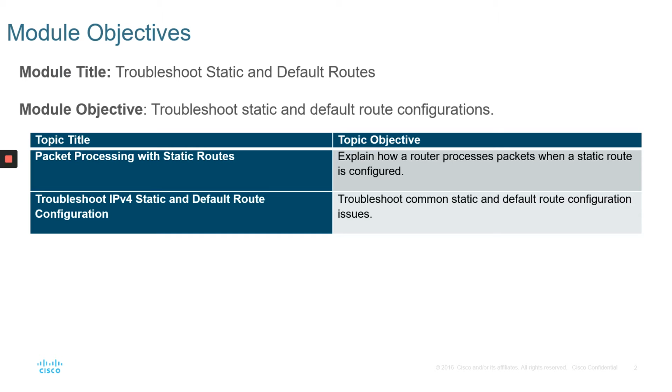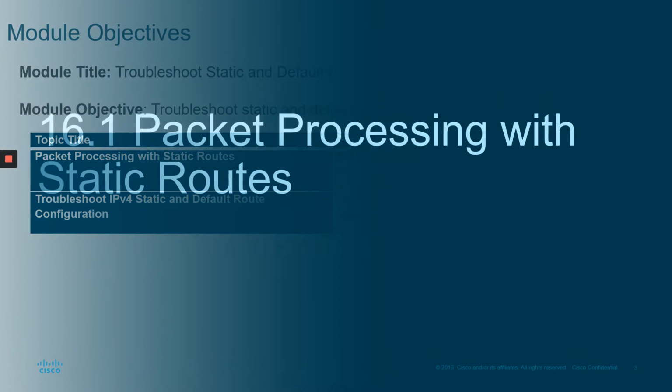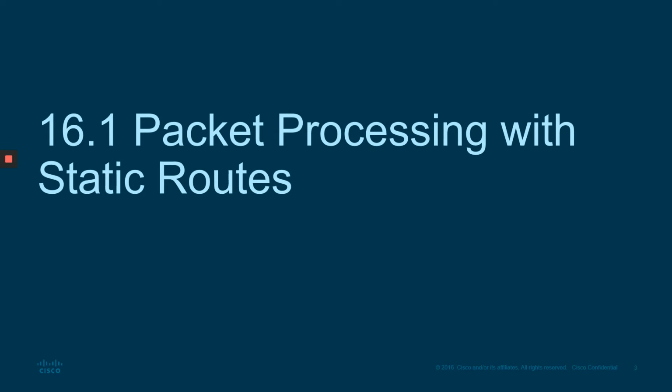Okay, in terms of objectives, we've got two main objectives. The first one is to explain how the router processes packets when a static route is configured. We're going to look at that one. And then the second objective is to troubleshoot common static and default route configuration issues. Okay, we're going to look at those issues as well. So now, starting with the packet processing with the static routes.